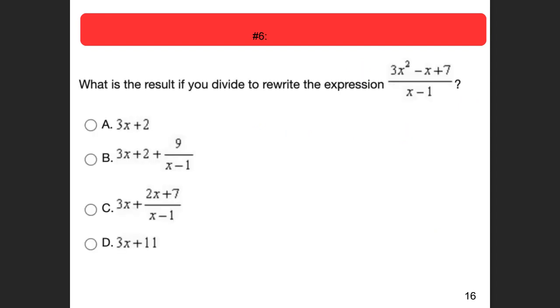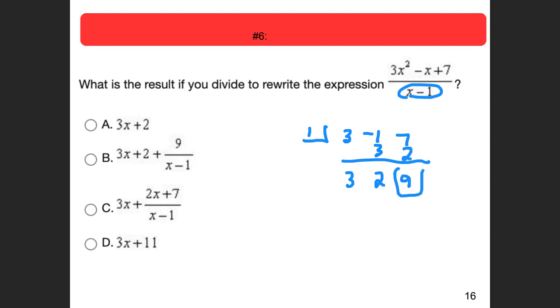Number 6. It says, what is the result if you divide to rewrite the expression? Now, it doesn't ask me to do long division or synthetic division. I would always go to synthetic division if I didn't have to do it one way or the other, because synthetic division is so much easier. So I'm going to go 3, -1, 7, and then whatever makes this equal to 0, so that's +1. Bring down the first term, that's 3, then multiply. 1 times 3 is 3, add straight down, 2. 1 times 2 is 2, add straight down, 9.